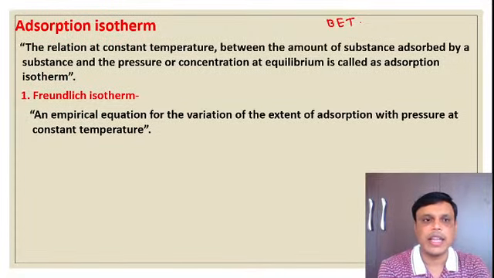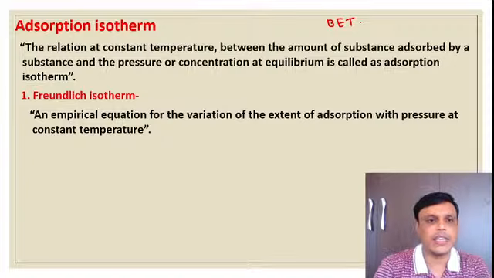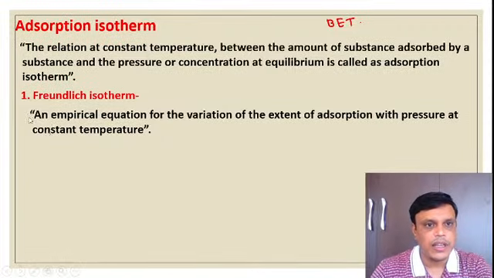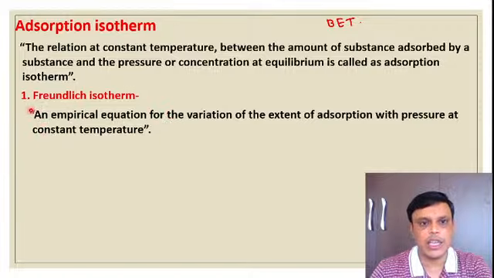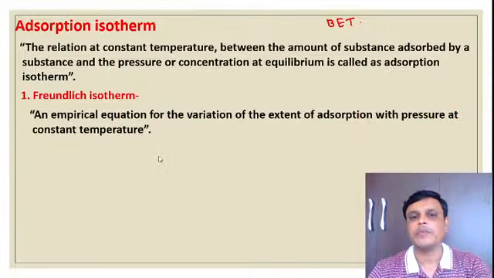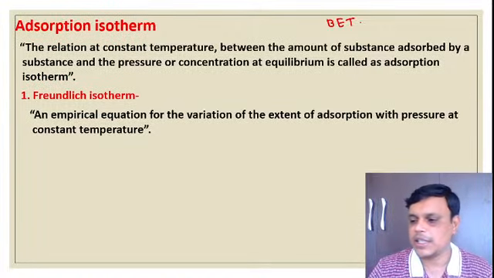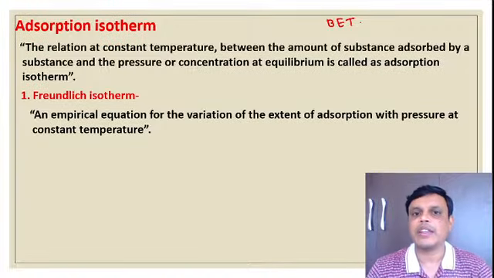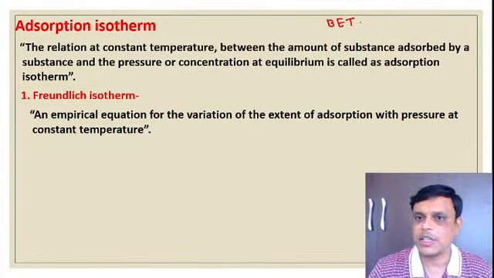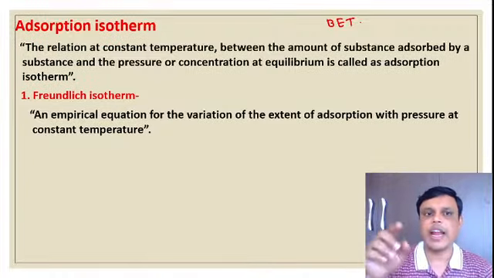First we will see that is the Freundlich isotherm, okay. So this Freundlich isotherm is nothing but an empirical equation. It is an equation for the variation of extent of adsorption with pressure at constant temperature. So in this Freundlich isotherm, the variation of extent of adsorption is given with pressure at a constant temperature.